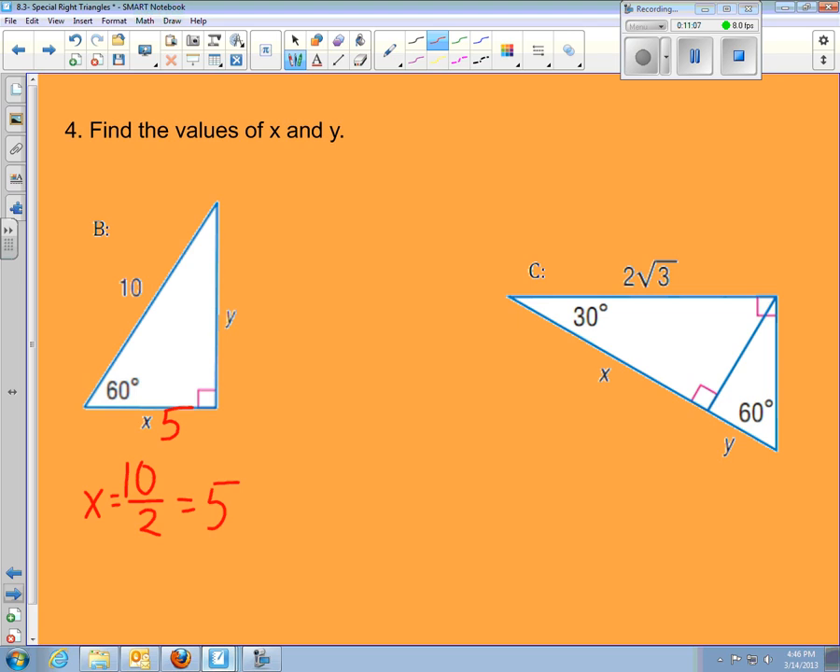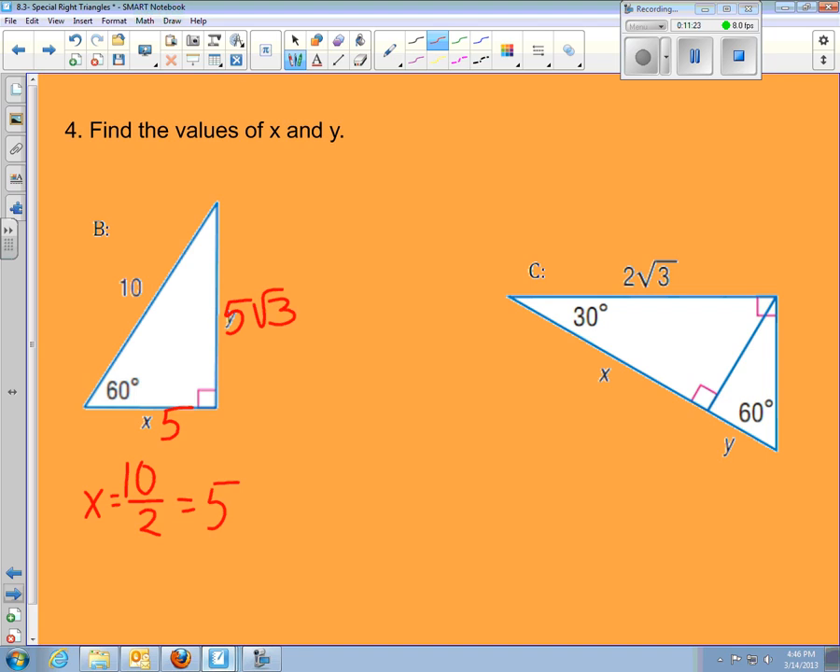All right, now we're given our short leg and our hypotenuse, and it's going to be easier for us to use the short leg to find the long leg. So take the short leg and multiply it by the square root of 3, and we get 5 square root of 3 for our long leg. So not a lot of work for that one.